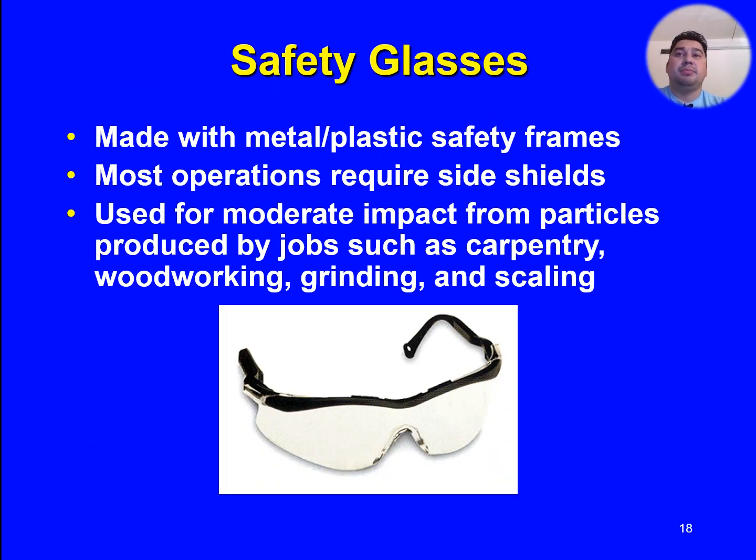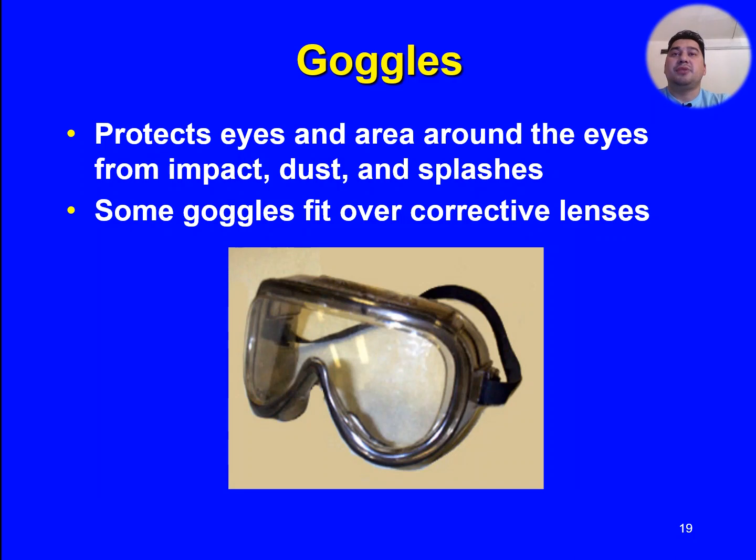Now, the safety glasses are made with metal or plastic safety frames. Most operations require side shields, used for moderate impact from particles produced by jobs such as carpentry, woodworking, grinding, and scaling. So that is the safety glasses. After that, we have the goggles. They protect eyes and the area around the eyes from impact, dust, and splashes. Some goggles, sorry, fit over corrective lenses.